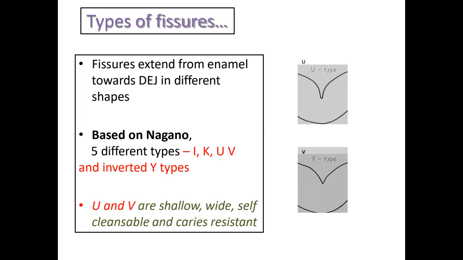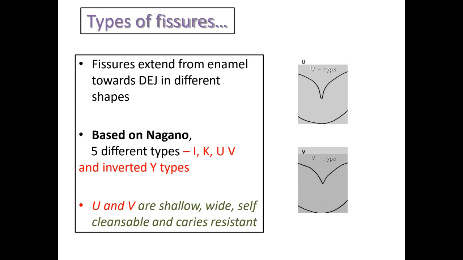Now, when we talk about the types of fissures, these fissures extend from enamel towards the dentin enamel junction in different shapes. Now, what are those shapes? Based upon Nagano, he identified 5 types of fissures. They are I, K, U, V, and inverted Y types. So, there are basically 5 types of fissures: U, V, I, K, and inverted Y types.